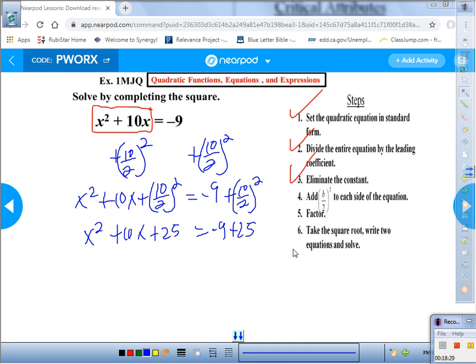Yes? Yes. All right. Question was, Mr. Q, what if we have these two terms over here and there's a leading coefficient? Divide, don't go back anymore. Divide the entire equation. Okay? All right.